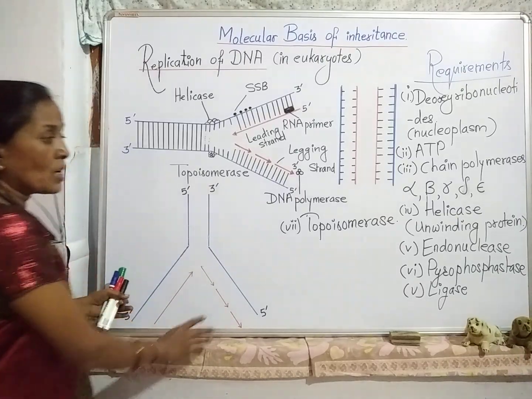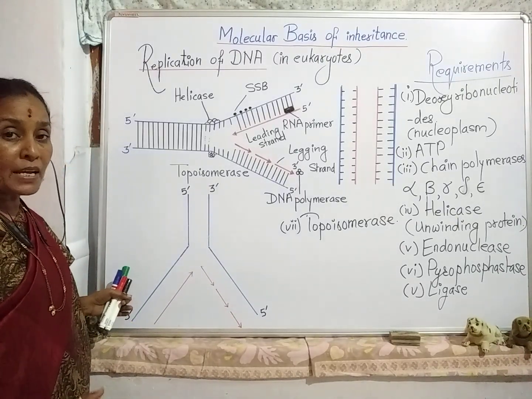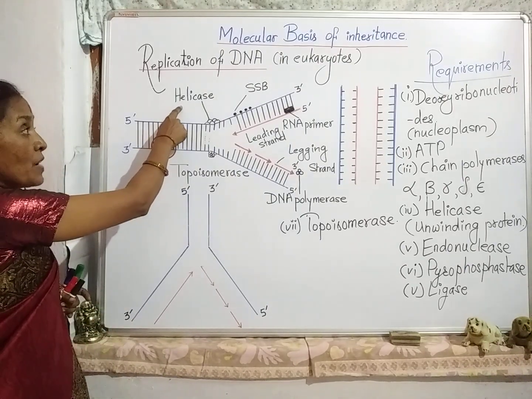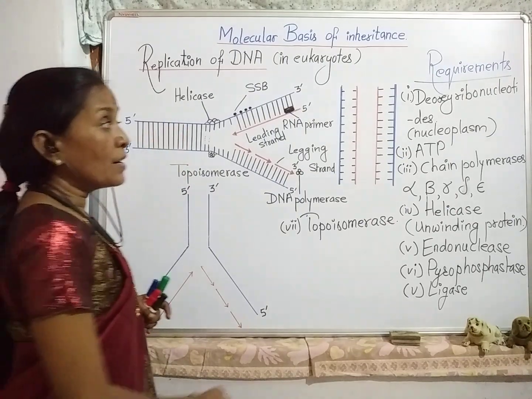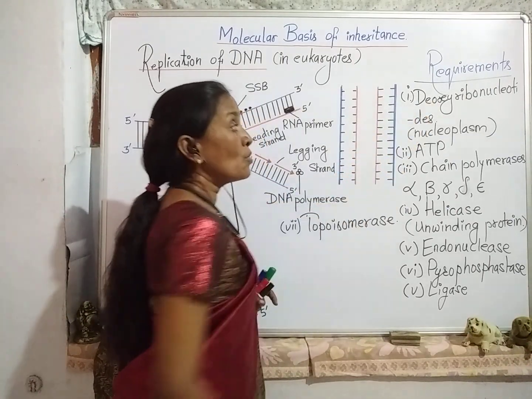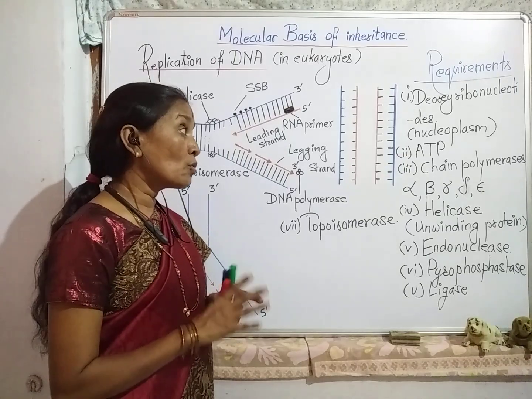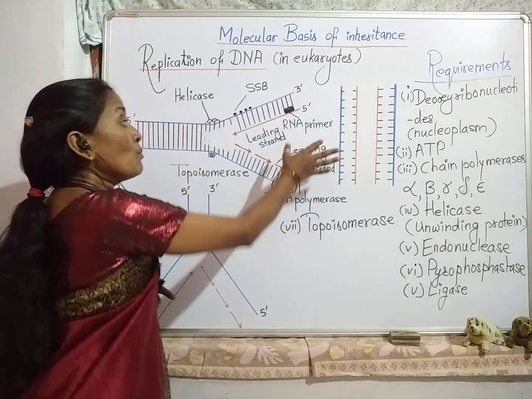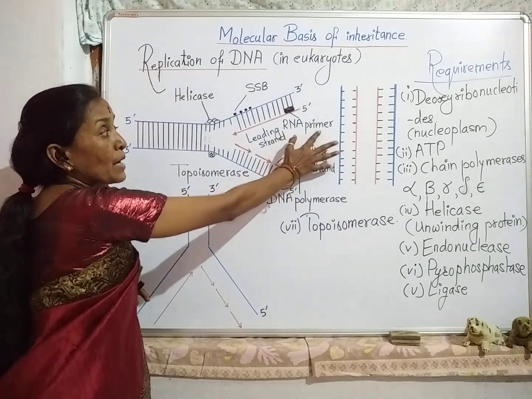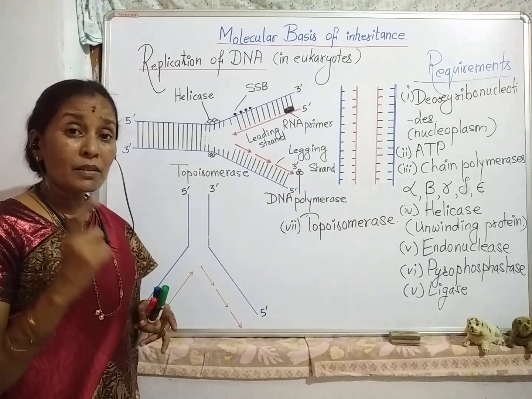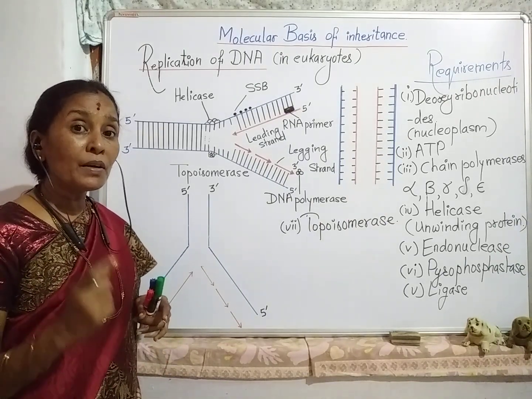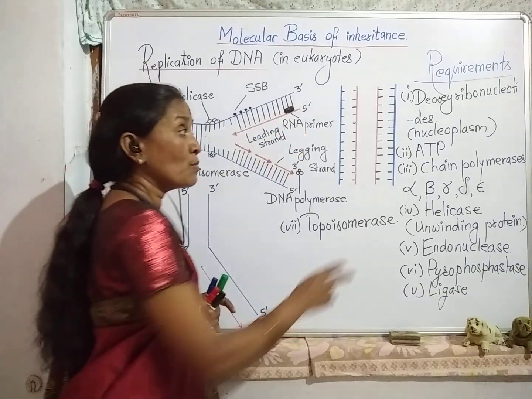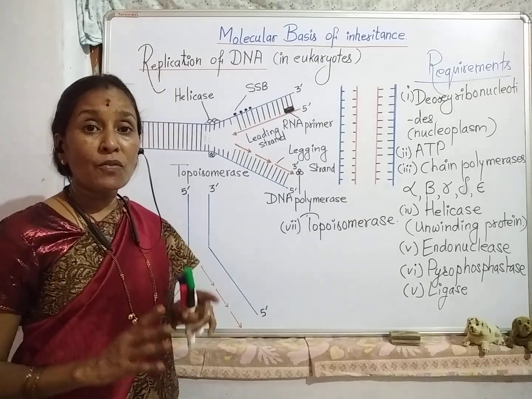This is the systematic diagram. During the replication, the DNA is unwound with the help of the helicase enzyme, and the activation of deoxyribonucleotides occurs in the nucleoplasm of the nucleus with the help of ATP. One more requirement is RNA primer. RNA primers are short sequences of RNA molecule. These short RNA primers are also present in the nucleoplasm of the nucleus.